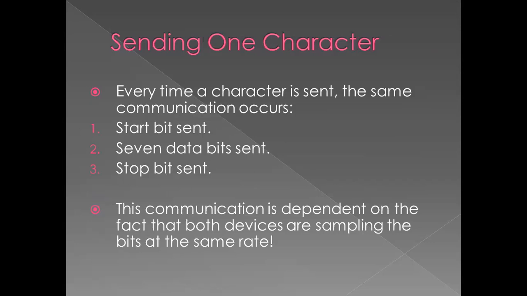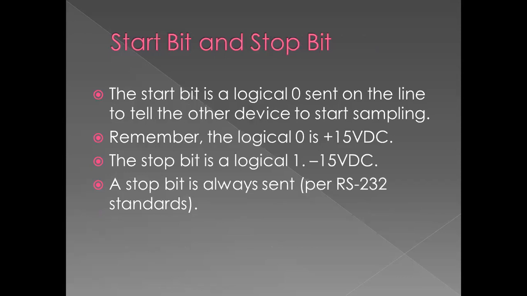Every time a character is sent, the same communication occurs. A start bit is sent, 7 data bits are sent, and a stop bit is sent. This means one character is sent at a time, with a start and stop bit. This communication depends on the fact that both devices are sampling the bits at the same interval.